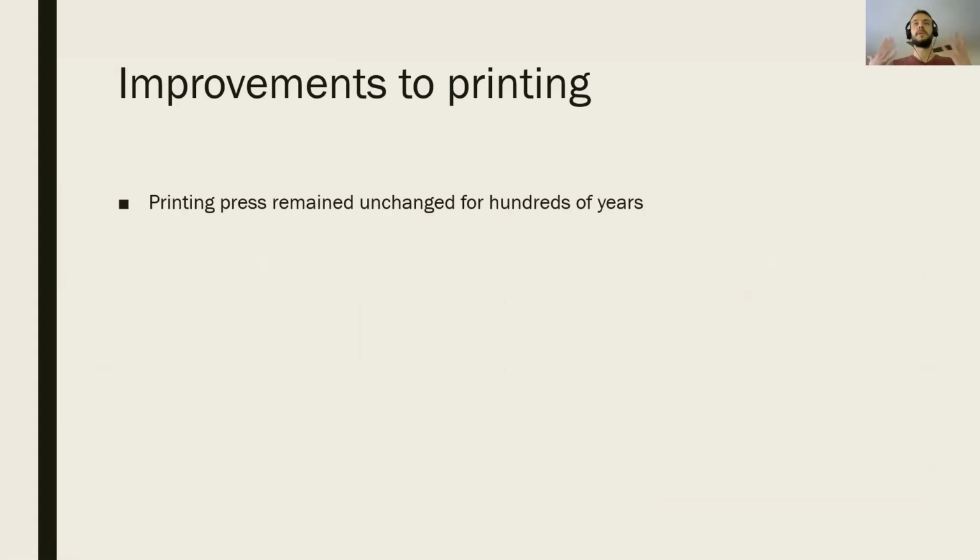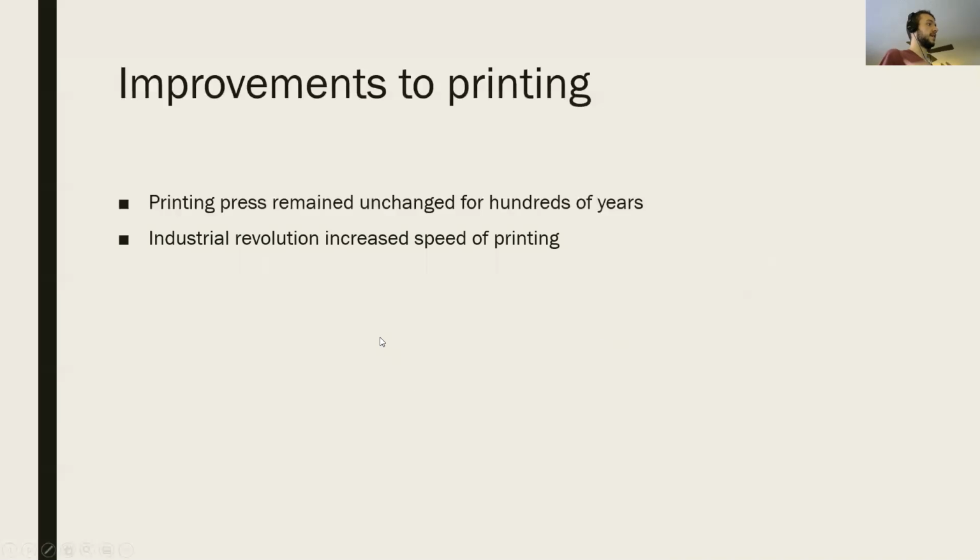Now, since the development of the printing press in the 1400s, a lot of the technology actually didn't develop very much, even for hundreds of years after it developed, which might suggest how innovative Gutenberg had been at the time and how successful an invention that was at the time.